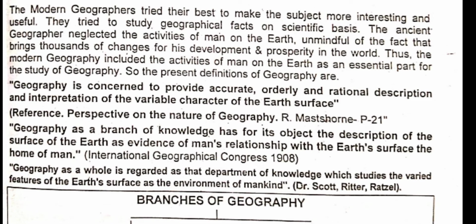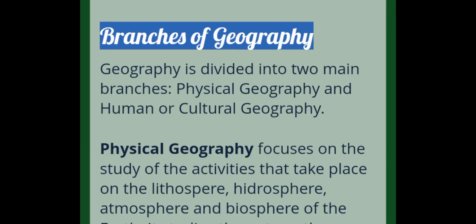its object the description of the surface of the earth as evidence of man's relationship with the earth's surface and the home of man." Geography as a whole is regarded as the department of knowledge which studies the varied features of the Earth's surface as the environment of mankind. This definition was according to Dr. Scott Ritter Wetzel. Geography is divided into two main branches: physical geography and human or cultural geography.